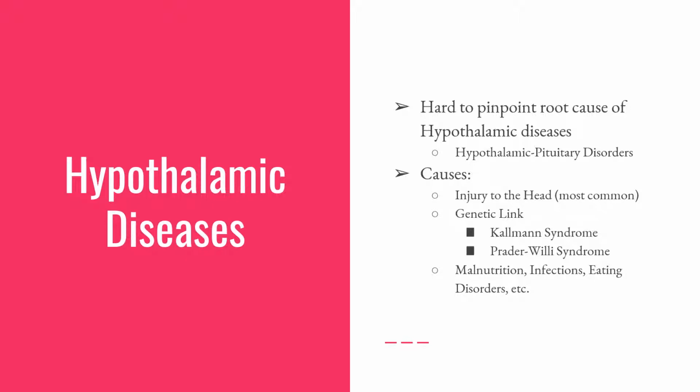So, with the hypothalamus being such an important structure, it does have a variety of diseases that accompany it, and some of these diseases can be caused by injuries to your head. Some do have genetic links, and others can be caused by a variety of ways. Most of the time, it is hard to pinpoint the root cause of the hypothalamic diseases because it has such a broad effect on the body. So, often you will see diseases called the hypothalamic pituitary disorders because of the close association of those organs.